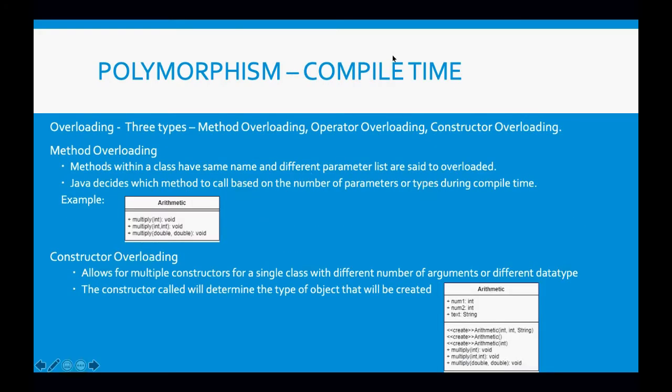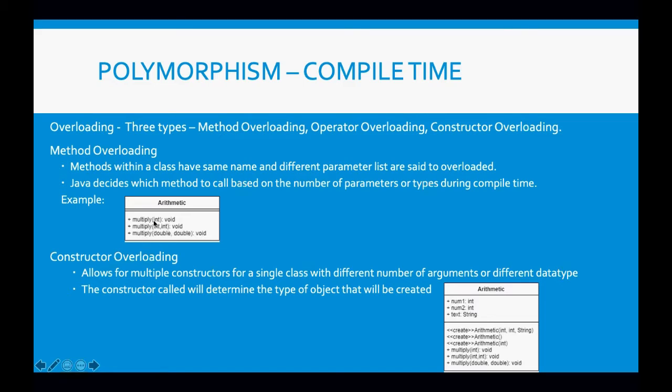So the first type is compile time polymorphism, and this is achieved through overloading. We've got three types of overloading: method overloading, operator overloading, and constructor overloading. In method overloading, I explained this in the previous class, which means methods within a class having the same name but different parameter lists. So in this example here, we've got three methods, different parameters.